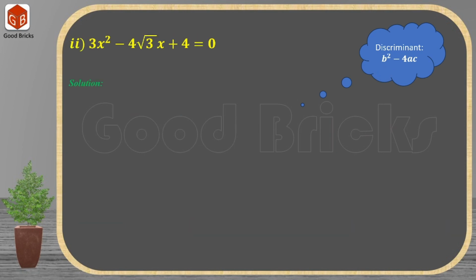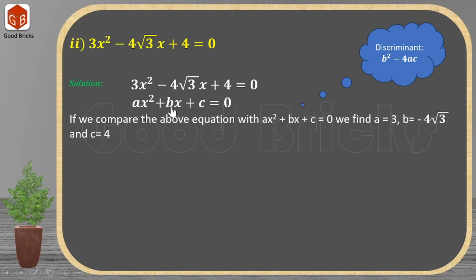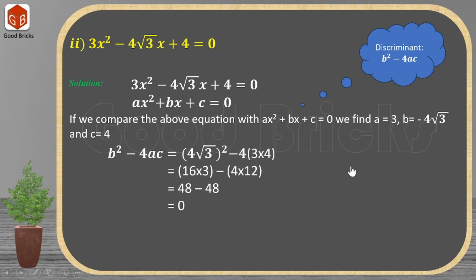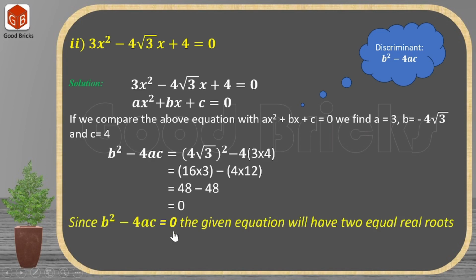Let us solve one more problem and find the nature of the roots of this given equation. So this is the given equation, and let us compare this equation with ax square plus bx plus c. So you can write a is equal to 3, b is equal to minus 4 root 3, c is equal to 4. Now our main focus is to find the value of the discriminant using the b square minus 4ac formula, and we got 0. Since the value of the discriminant is equal to 0, this given equation will have two equal real roots.